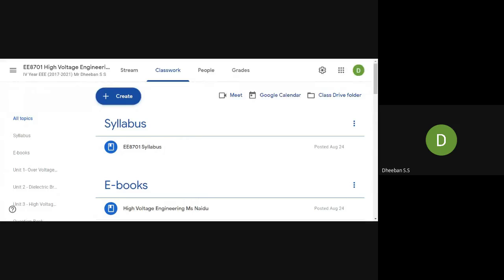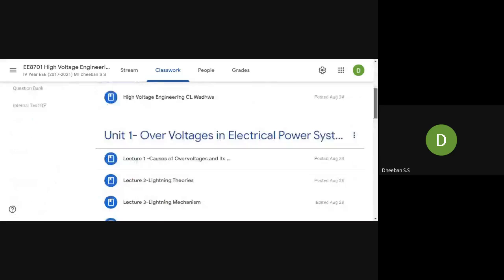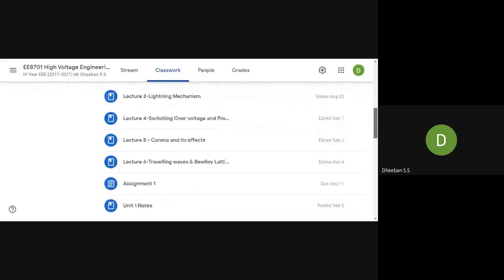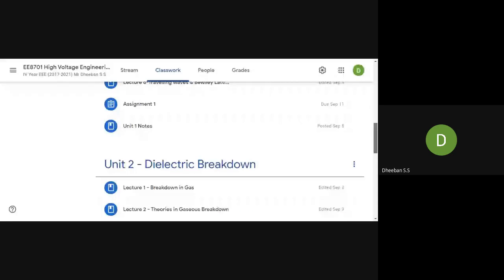So today we'll be moving into the third unit. The first unit was regarding overvoltage. What are the overvoltages in the power system that we have dealt with? The second unit consists of dielectrics.